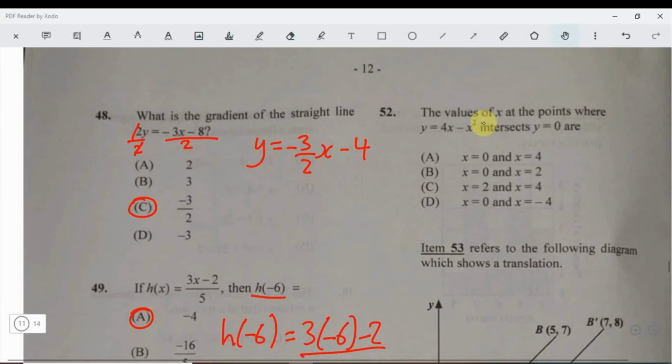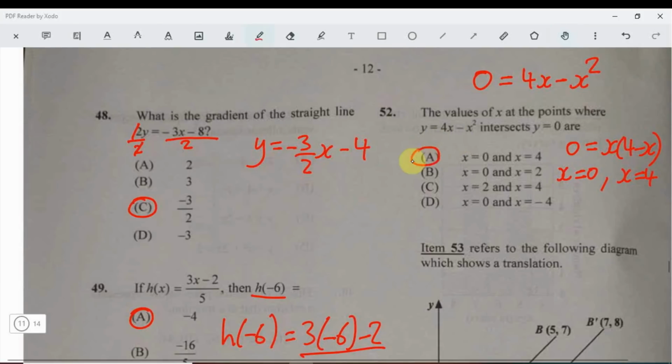Alright, question 52 says the values of x at the points where y equals 4x minus x squared intersects y equals 0 are. So first, we're going to set y to be 0. And that's 4x minus x squared. When we factorize it, that would give us x in bracket 4 minus x. So we're saying x equals 0 or x equals 4. Those are the two answers. X equals 0 or x equals 4.